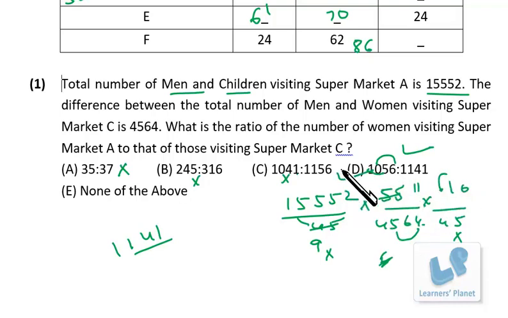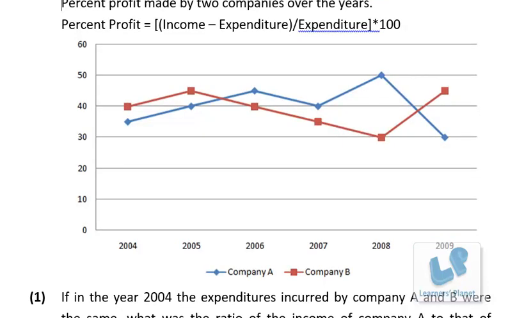Okay, so by choosing some or by performing some divisibility rule, we can solve these sort of questions easily. Now in this graph, percent profit made by two companies over the years. Percent profit is income minus expenditure over expenditure into 100. Okay, so let's take the questions. Company A, the blue line, and company B, the red line.